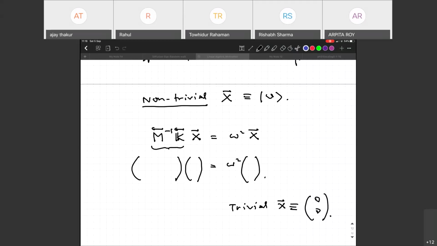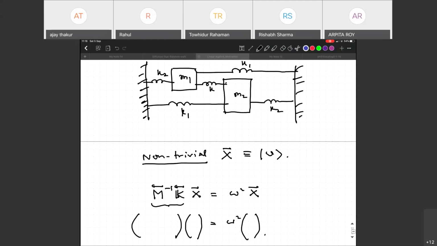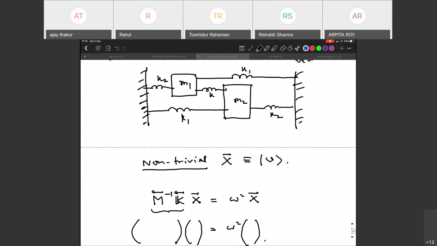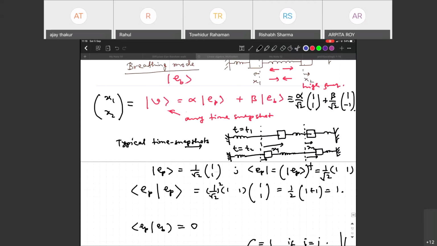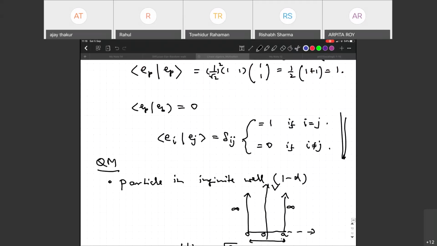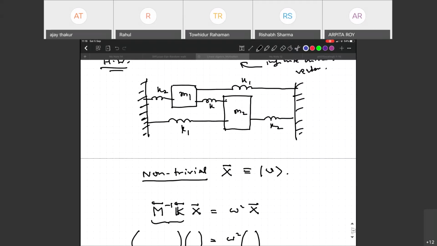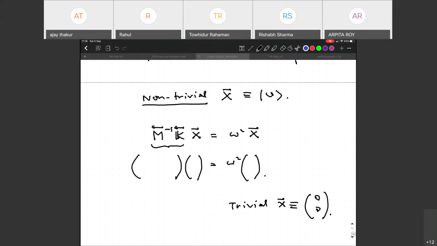Is that fine? Yes, sir. Okay, somebody was asking some question. Please tell me. Sir, I want to say that because we are using non-triviality, because the zero solution satisfies every equation, and non-trivial solutions give us eigenvalues, and then we can find eigenvectors.